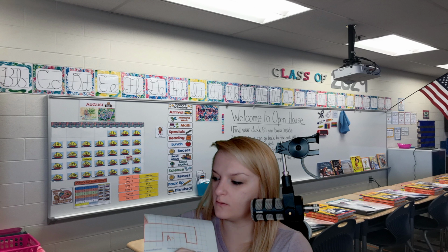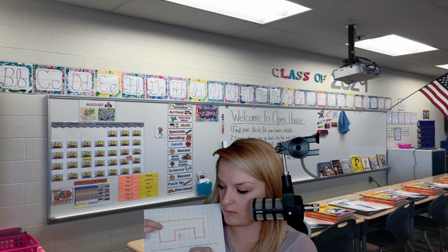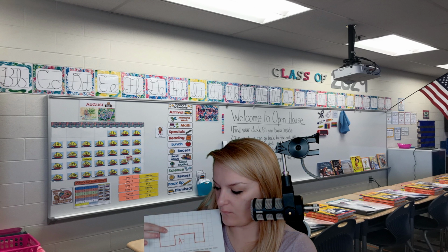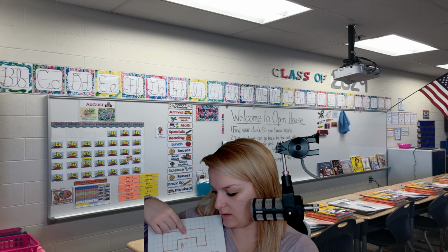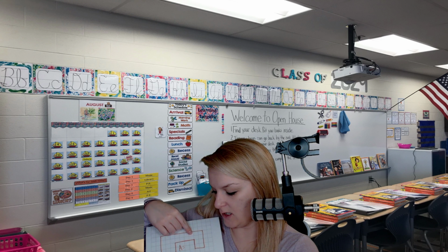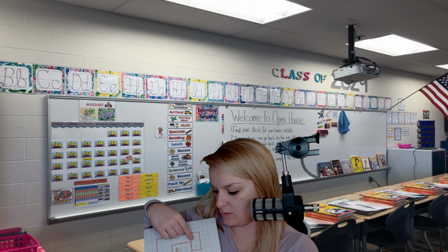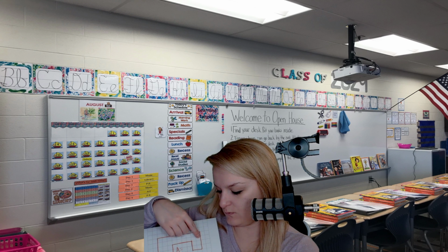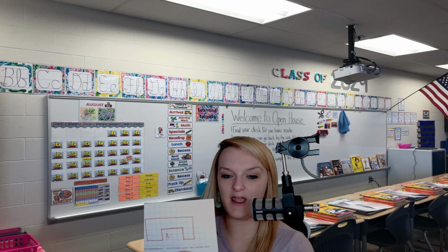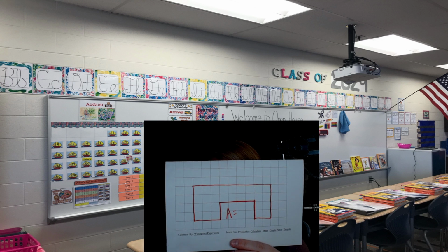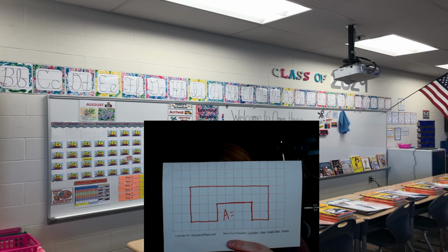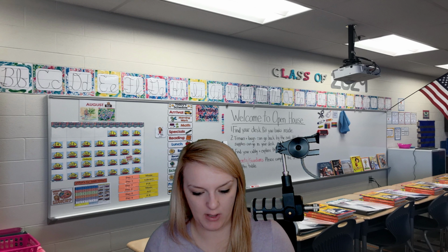All right. So going down the side here, I have 1, 2, 3, 4, 5, 6, 7, 8, 9, 10, 11, 12, 13, 14, 15, 16, 17, 18, 19, 20, 21, 22, 23, 24, 25, 26, 27, 28. The area is 28 square units. Good. All right. We have a couple we're going to try on dot paper.